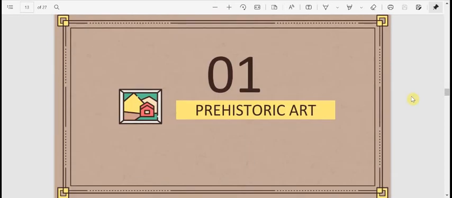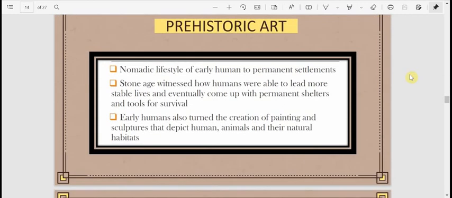Okay. Now, let's proceed in discussing the prehistoric art and also sum up din natin yung mga na-discuss pa din natin, in addition doon sa ating mga na-discuss. Okay, so, we have mentioned as well the transition of early civilization from the aforementioned periods of Stone Age culture. And, sabi natin, nomadic lifestyle of early human to permanent settlements. And also, Stone Age witnessed how humans were able to lead more stable lives and eventually come up with permanent shelters and tools for survival.